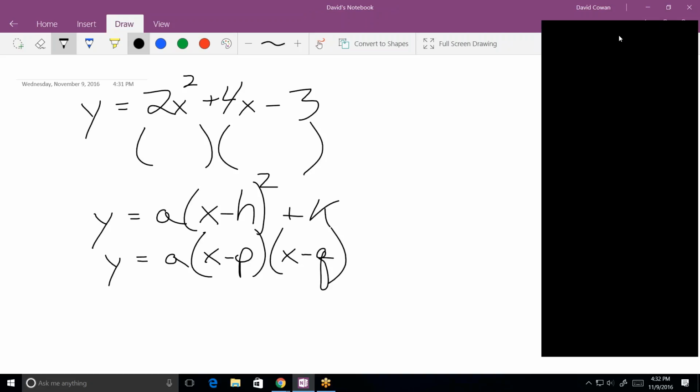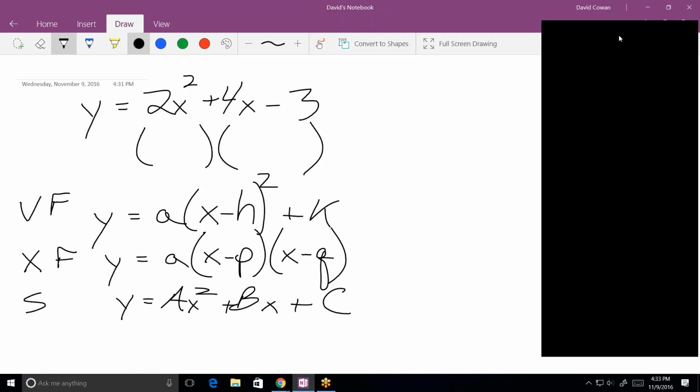And then there's the standard one, which is y equals ax squared plus bx plus c. This is vertex format, this is x-intercept format, and this is standard format. If you have it in standard format, you can always use the quadratic formula on it. So each of these formats has its own uses.